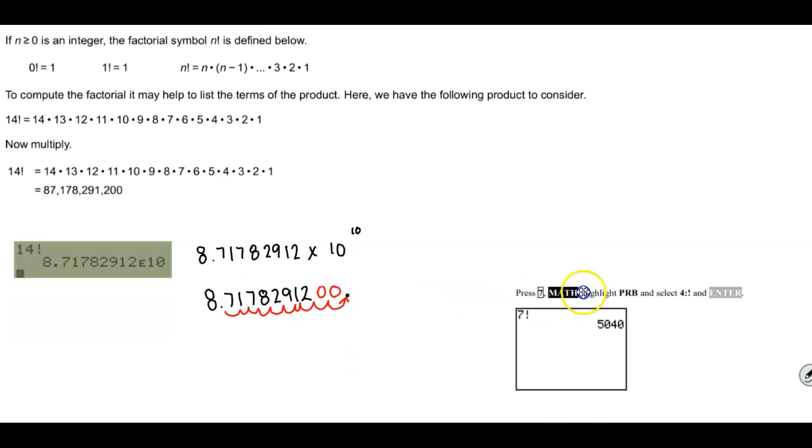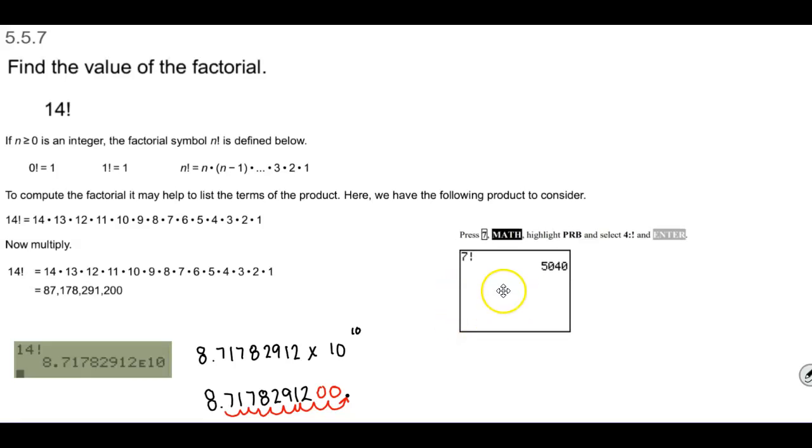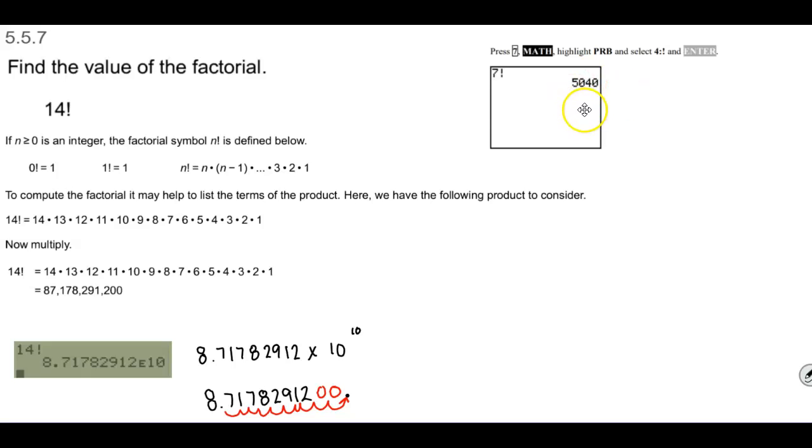Okay, and then here you will see how to proceed with getting the factorial symbol. So I just put that in there for you if you want to look at that. It's also there in the modules for the TI calculator for section 5.5.